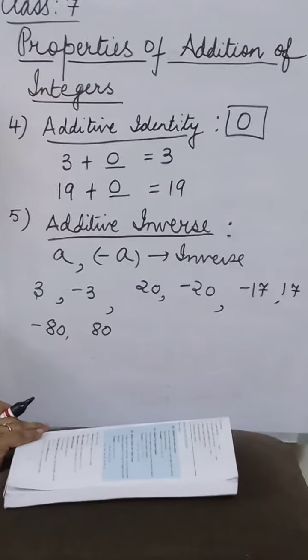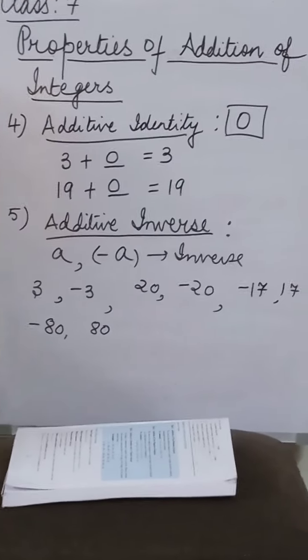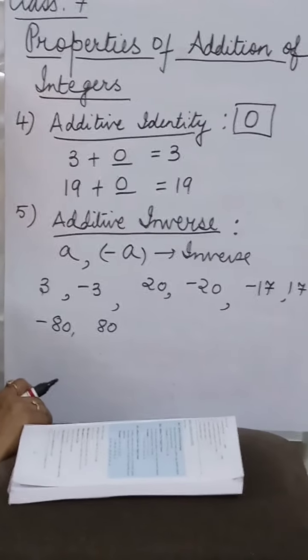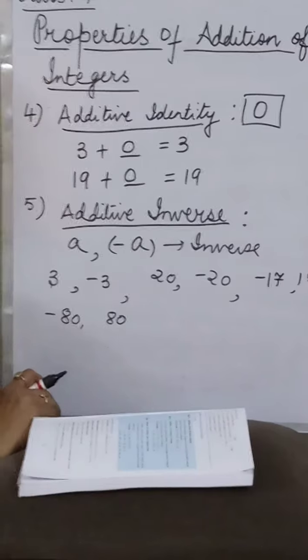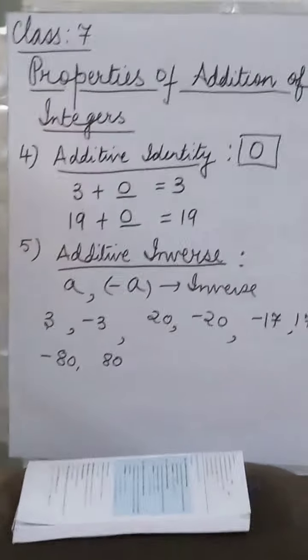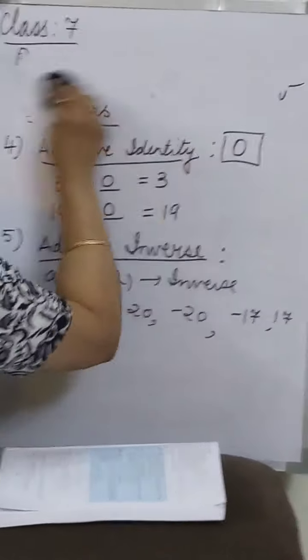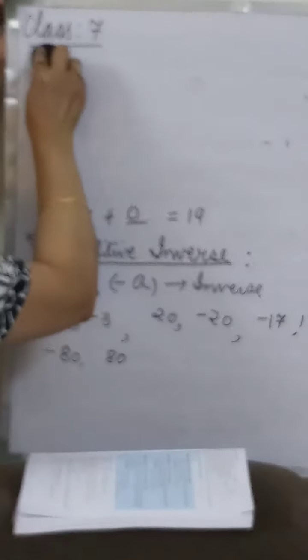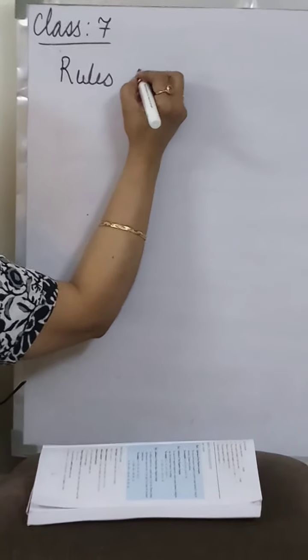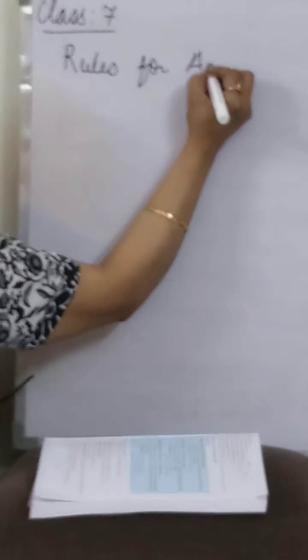Hope you have understood all the 5 properties of addition of integers. So we talked about closure property, commutative property, associative property, identity element or additive identity, and additive inverse. Then I talk about the rules of addition and subtraction. What are the important rules when we are adding two integers or subtracting two integers? Remember, student, rules for addition.